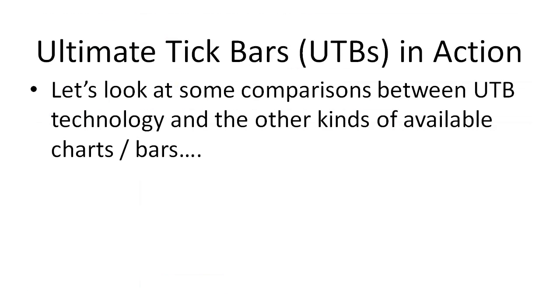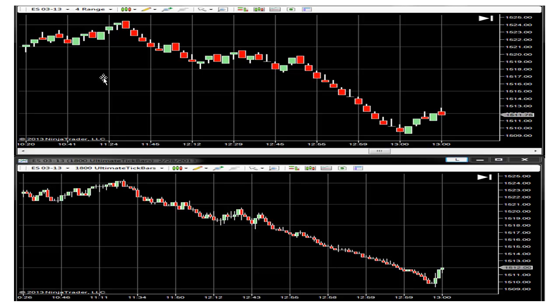Ultimate tick bars. Let's look at some comparisons between ultimate tick bars and the other bar types that we've been talking about here. This one up here is a 4 range chart. And what we're looking at is an area. What I have done, as I said in the beginning, we match these up as closely as we can so that they fit over this time span. You can see that the UTBs are smoother, and they show micro patterns that enable you to hop on trends.